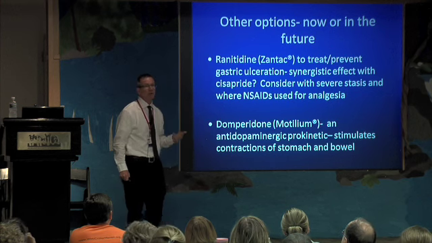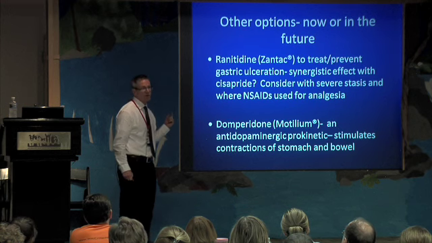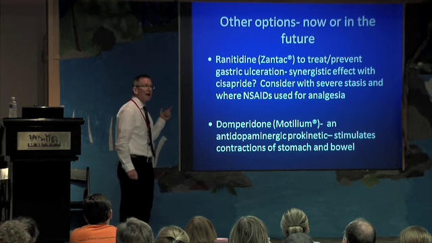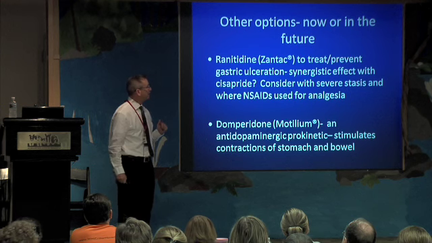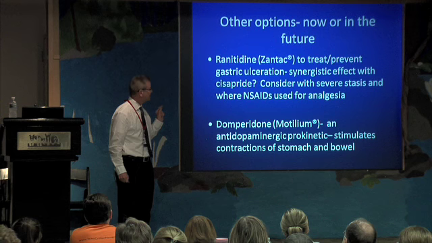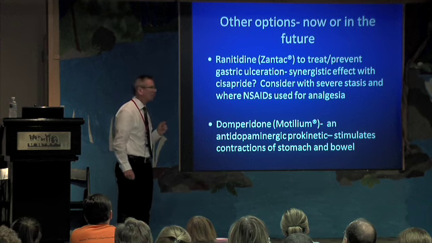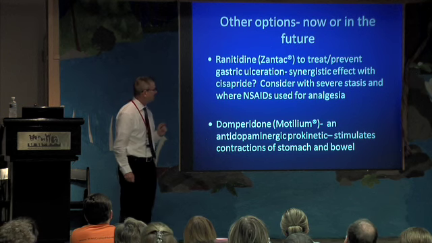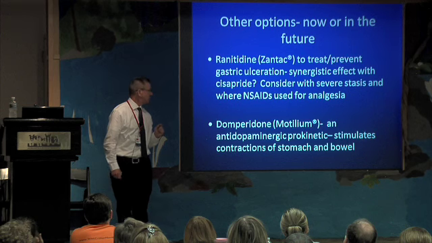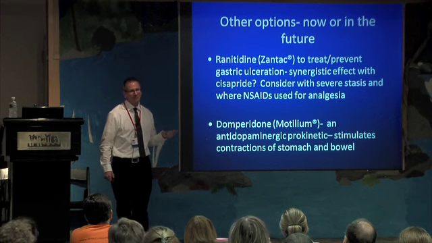So the bottom line is we do have to be careful and observant. Sometimes if you're going to be using it long term, you may want to add an antacid in. Again, Zantac or ranitidine has been shown to synergistically help cisapride perform as a prokinetic. And then domperidone, or motilium, is an antidopaminergic prokinetic. It again stimulates bowel movement.